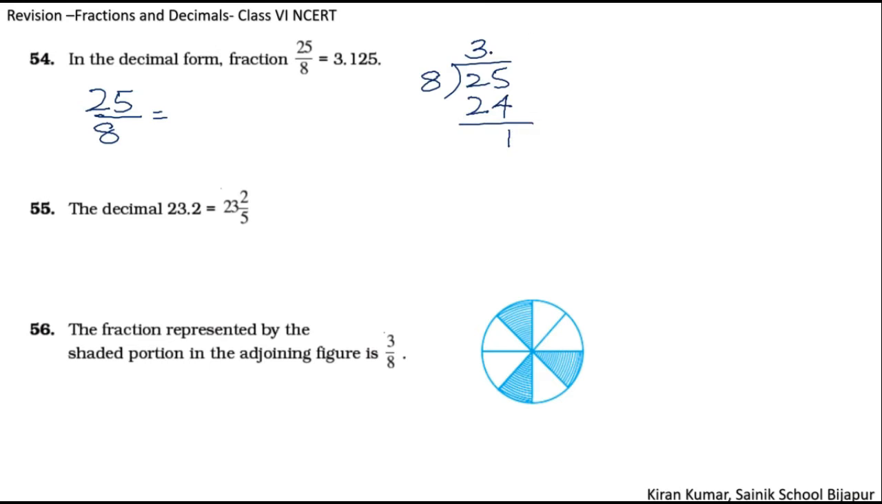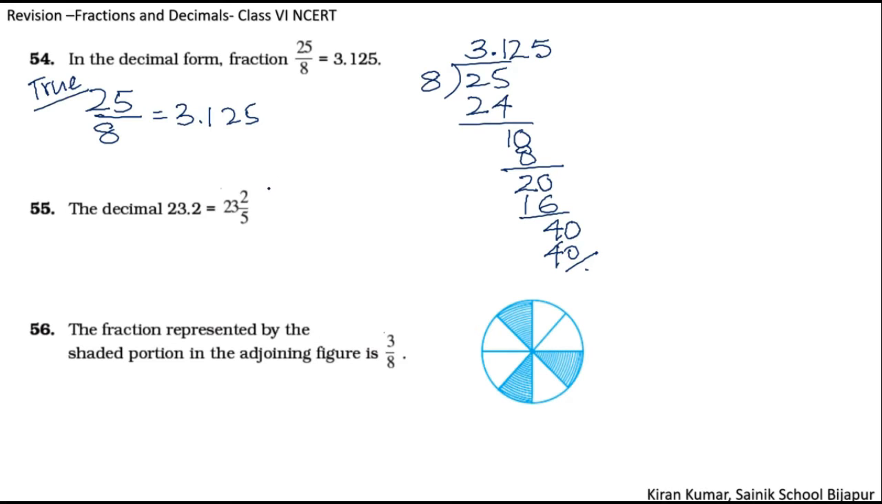1 remains, so we'll place the decimal and take 0 along with the 1. 8 1 time is 8. 2 remains. Since we have placed a decimal, we can take 0 along with that. 2 times 8 is 16, 4 remains. With 4 we can take 10, 5 times 8 is 40. Therefore, we get 3.125. This statement is a true statement.